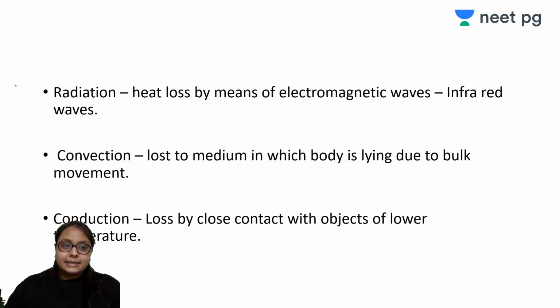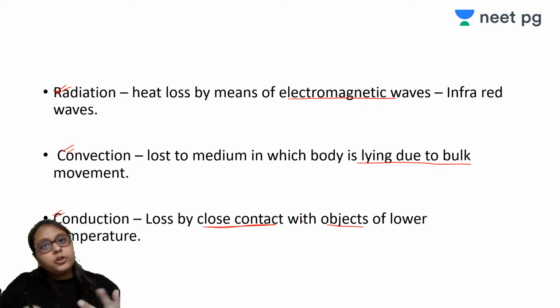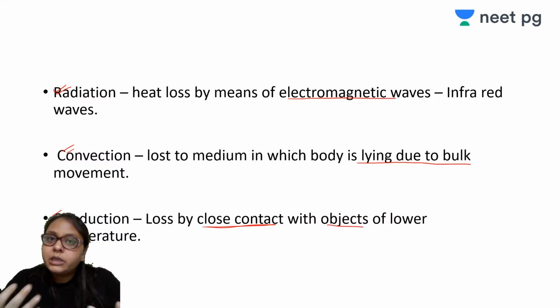So as discussed, radiation is heat loss by means of electromagnetic waves, that is the infrared rays. Convection, air currents, is loss to the medium in which the body is lying due to bulk movement. Okay. Conduction is loss through close contact with objects of lower temperature. Okay. So these are the mechanisms by which the body is trying to lose heat.